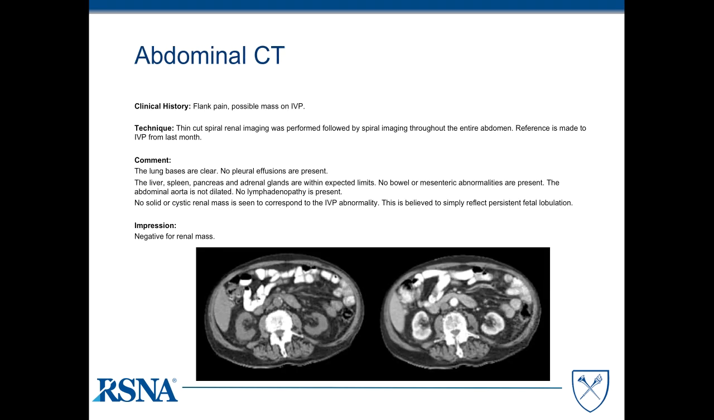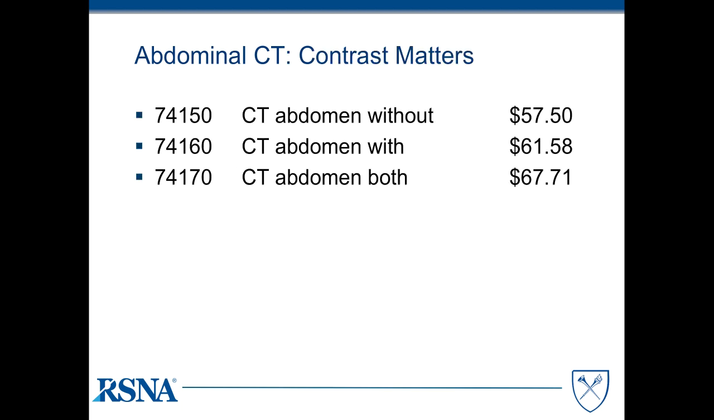And here's an oldie but goodie. Clinical history, flank pain, possible mass on IVP. In this situation, a renal mass protocol examination was performed, pre and post contrast images, but the radiologist never mentioned whether contrast was administered or not. So how is a coder going to code that? Well, again, no mention of contrast, no documentation, essentially from the coder's perspective, wasn't performed. They're going to code that out as a non-contrast CT of the abdomen.